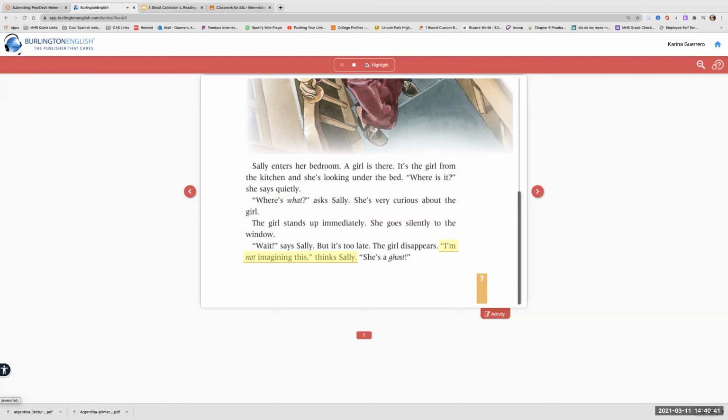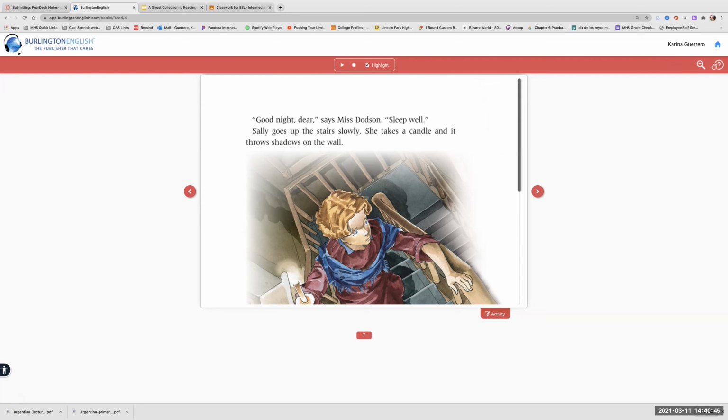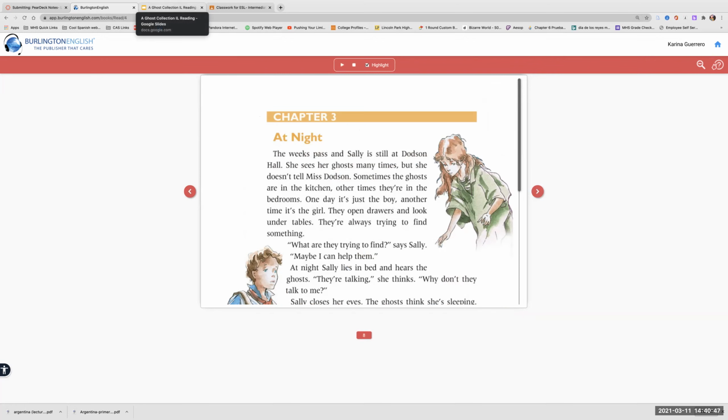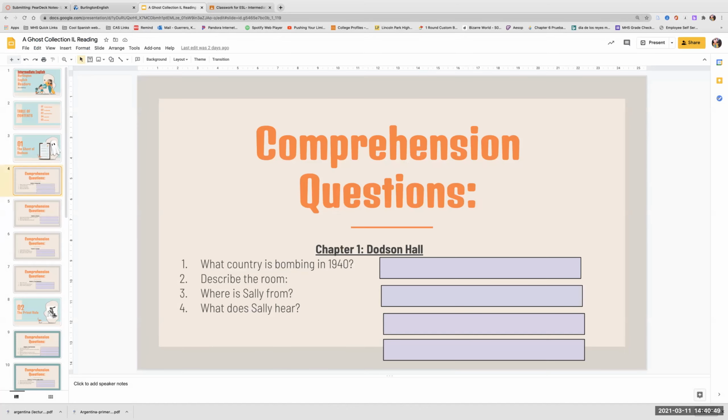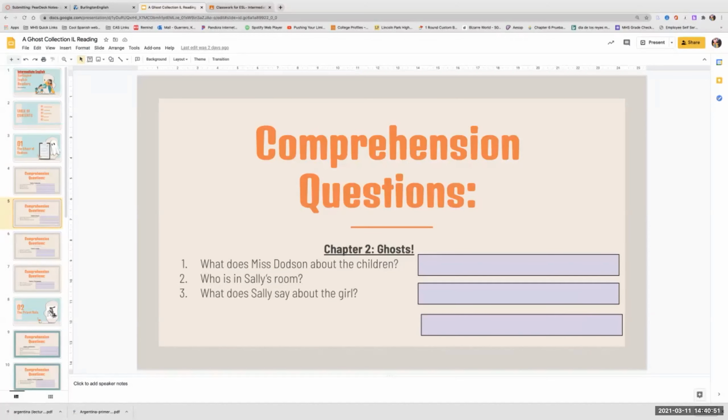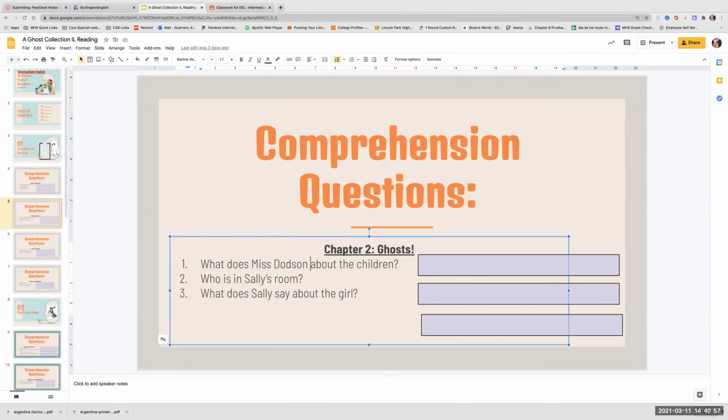She's a ghost. Okay, so we are finished with chapter 2. So we want to go back to the questions in our presentation. And for chapter 2, it says, what does Miss Dodson say about the children? Okay, and I forgot to put the word say. Okay, and who is Sally? Who is in Sally's room? And what does Sally say about the girl?